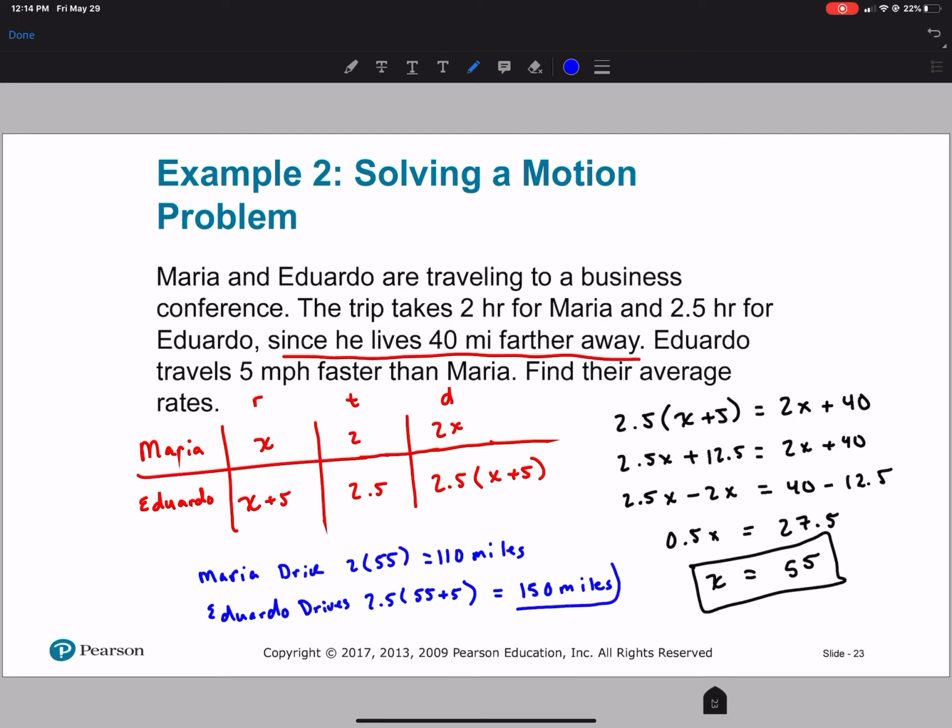Which we know that it was a 40-mile difference between the two. So that works. This is just checking. You found your rate, so this is just checking to make sure your rate is correct. So just keep that in mind.